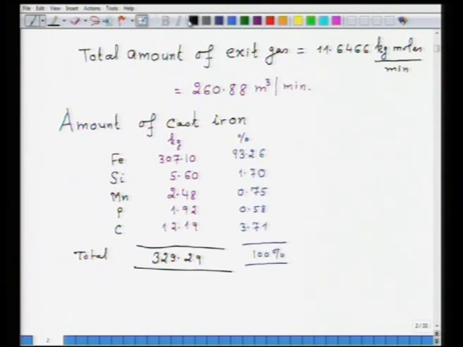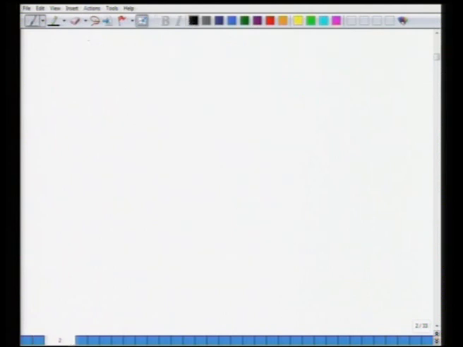Now, it is also being asked what is the charge balance for 5-hour operation. So, I am making now charge balance for 5-hour operation. That means, if suppose the cupola operates for 5 hours, how much charge we have to keep in reserve. So, this can be calculated.